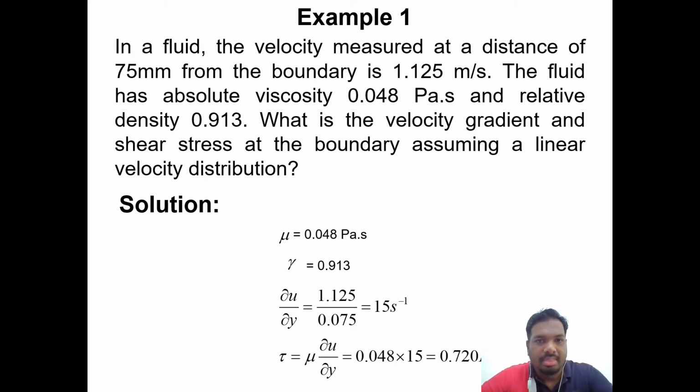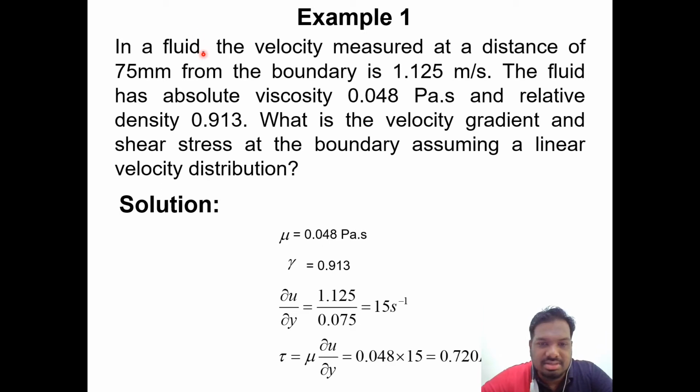In a fluid, the velocity measured at a distance of 75 mm from the boundary is 1.125 meter per second. The fluid has absolute viscosity 0.048 Pascal second and relative density 0.913. What is the velocity gradient and shear stress at the boundary, assuming the linear velocity distribution?